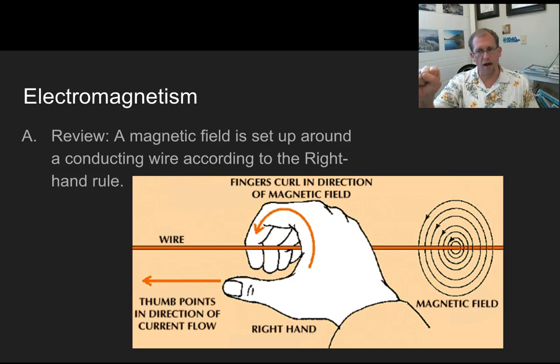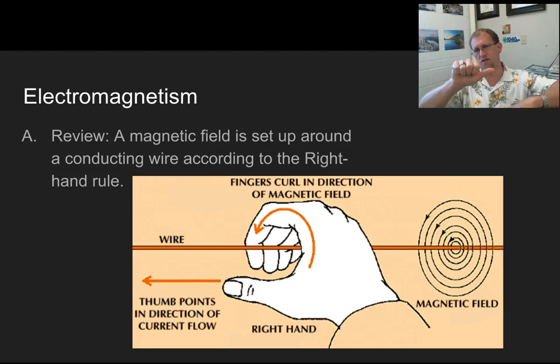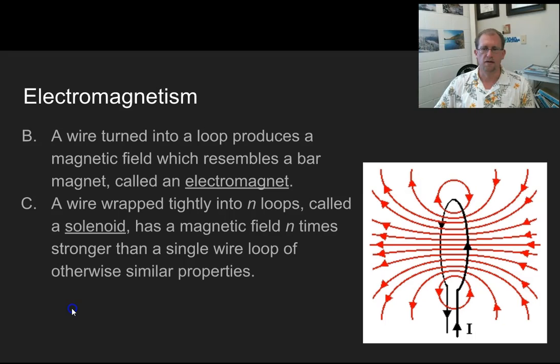If you were to grab a wire, don't do this if you're going to get electrocuted, but if you grab a wire and you put your thumb in the direction that the current is going, make sure it's your right hand because it's the right-hand rule, your thumb goes in the direction of current flow, and your fingers will wrap around the wire in the direction that the magnetic field is moving. So the magnetic field will be generated in this direction as your electrons move in this direction, right? Just as a reminder, that is the right-hand rule. You've seen that in physical science, and now you've seen it at least twice this year.